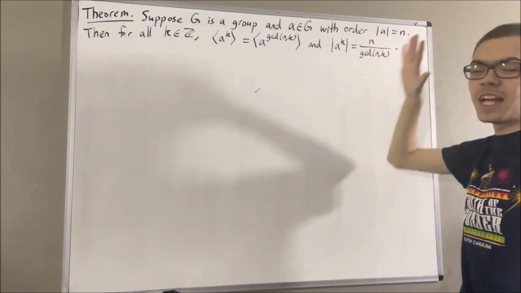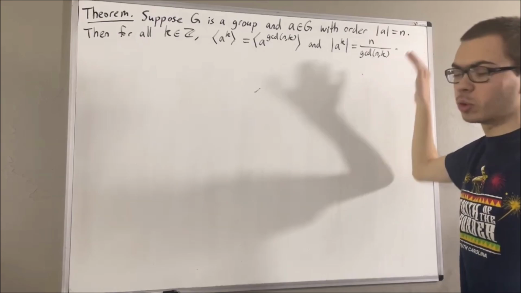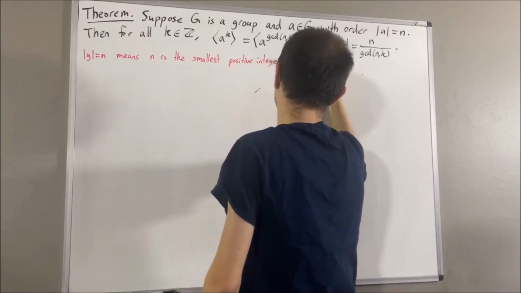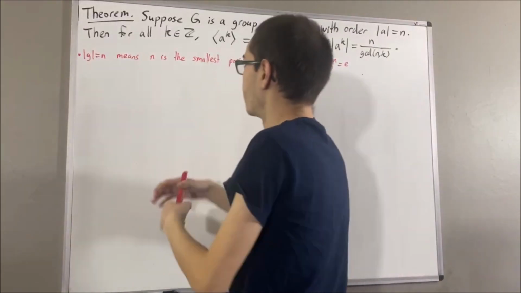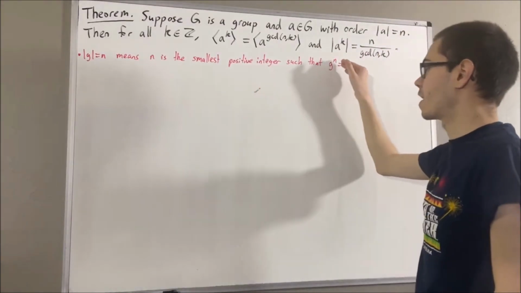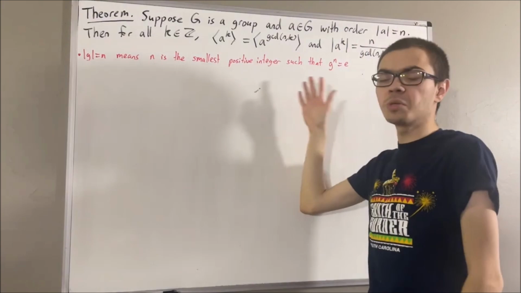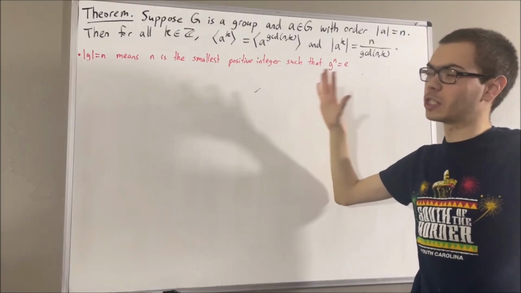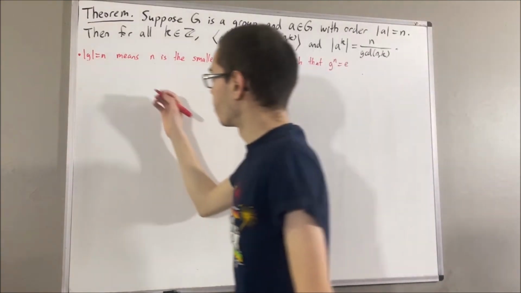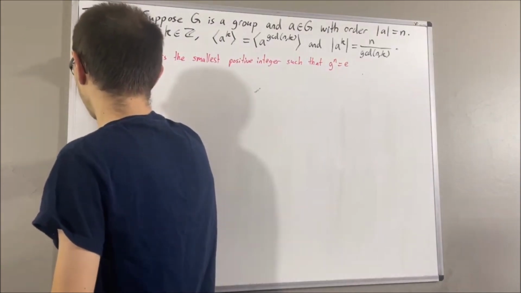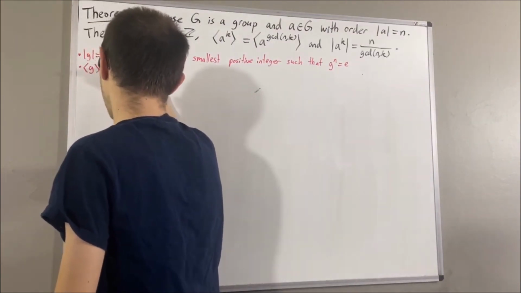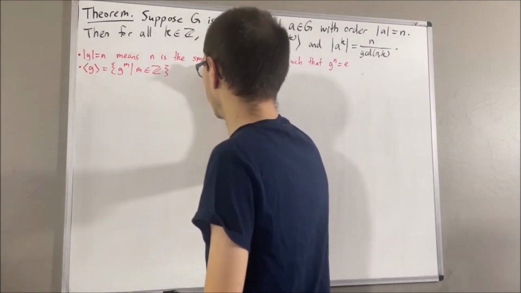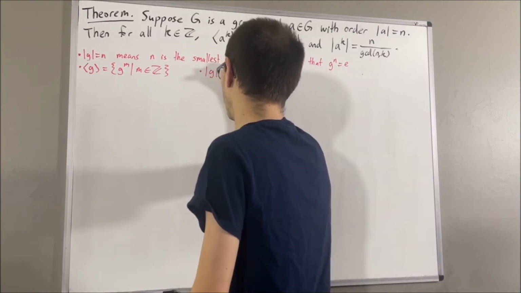Now, given any group element g, to say that the order of g is equal to n means the following. It means that n is the smallest positive integer such that g^n is equal to the identity element. If there is no such positive integer n such that g^n is equal to e, then we say g has infinite order. And also, the group generated by g is the set of all elements of the form g^m, where m is an integer.